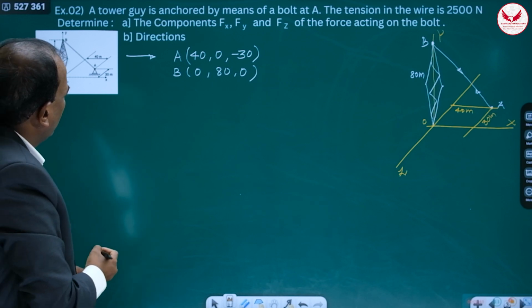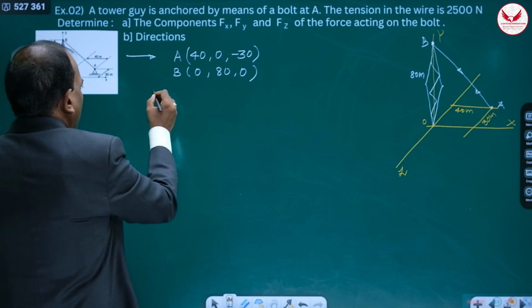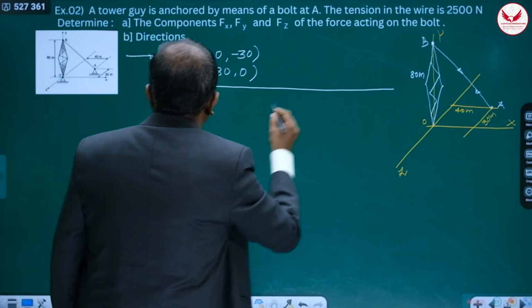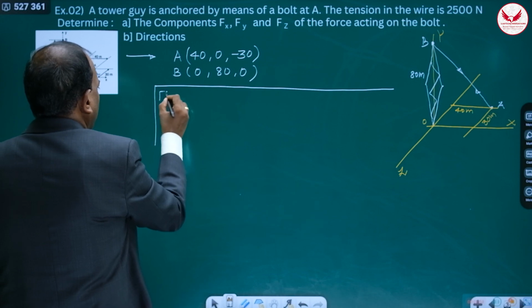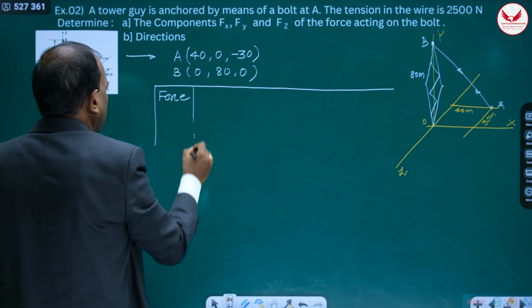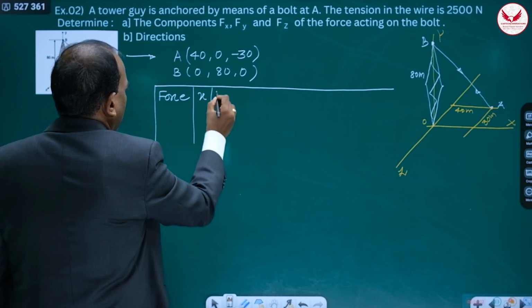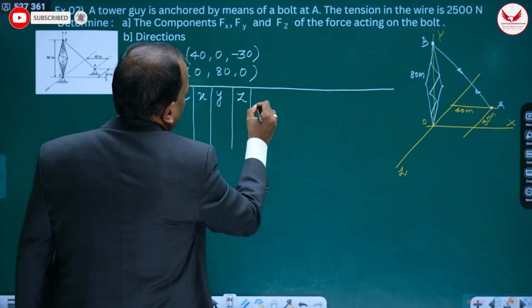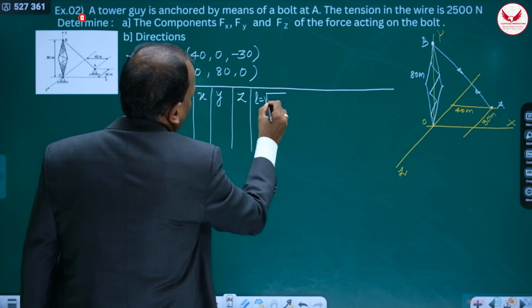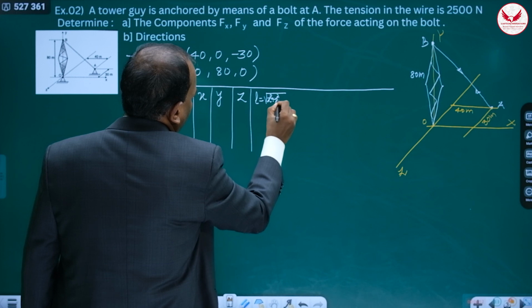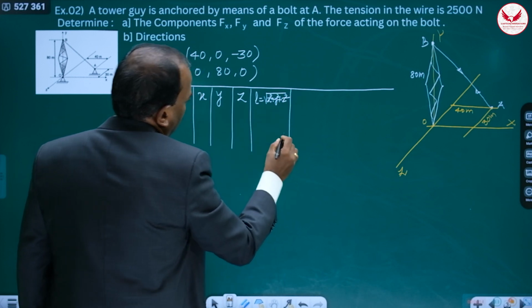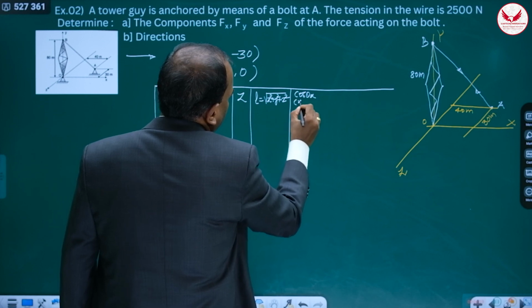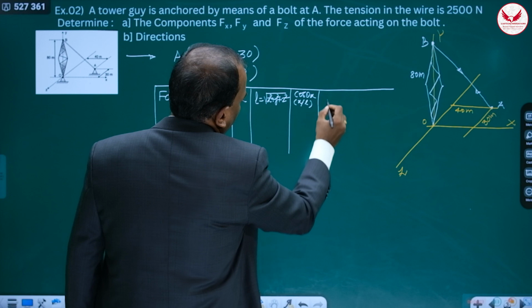Then after that, what do we have to do? Prepare the table. As I told, how to prepare the table? You go on adding the columns. The first one is force, then next is X, then Y, Z, then L. L is going to be under root X square plus Y square plus Z square. Then cos theta X. Cos theta X is X by L. Then cos theta Y.